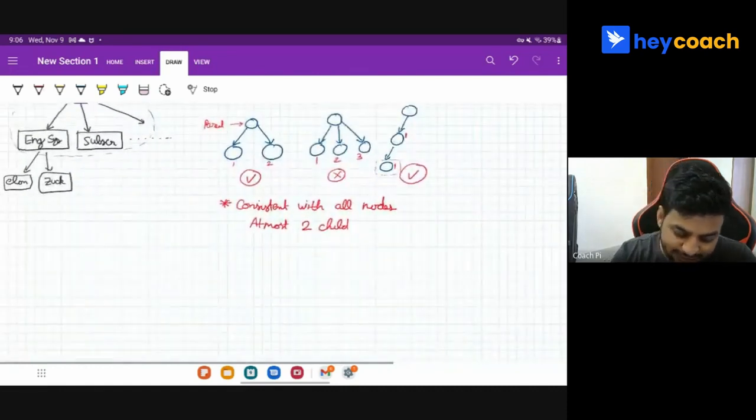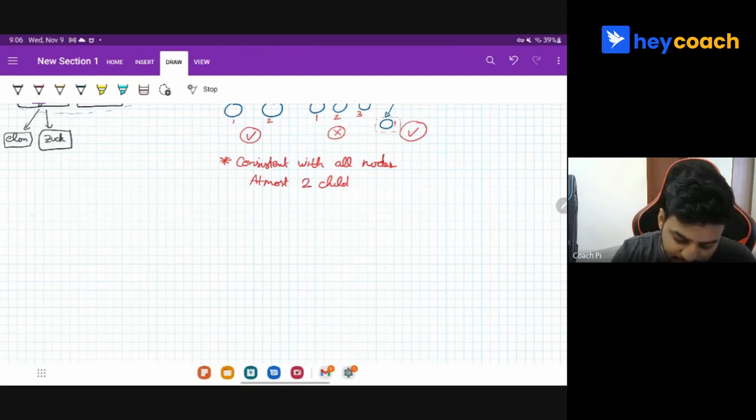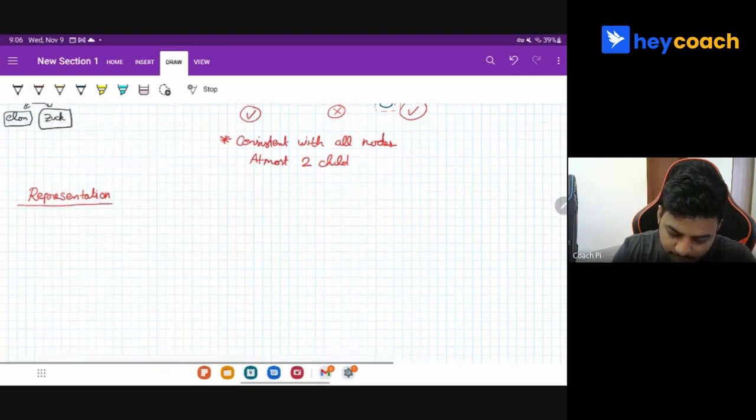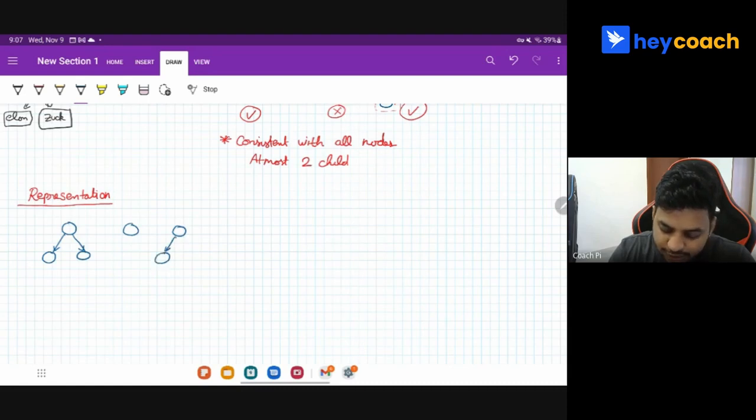Okay. So now let's take an example of how we represent a binary tree. We will talk about representation of binary tree. So till now we have discussed every binary tree will have one parent, at most two children. Okay. So this can be one association. This can be a binary tree. This can be one more binary tree.